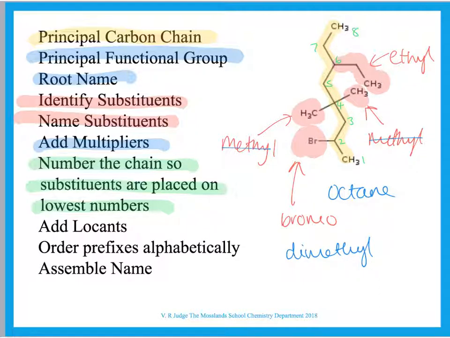Okay, and then we need to add some locants, so add some numbers to show where those substituents are. So we're up to this stage here. In no particular order, we can see that your ethyl group is on carbon number 6, so that's going to be 6-ethyl, that's one prefix.